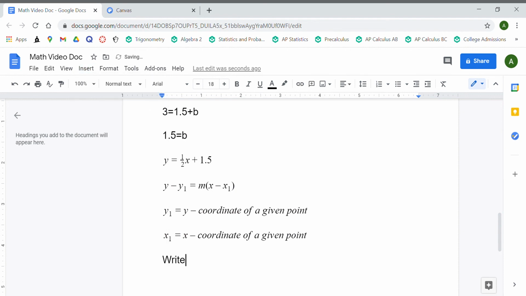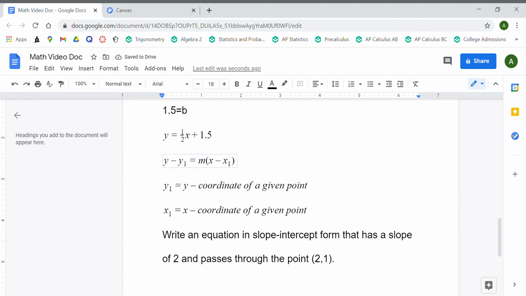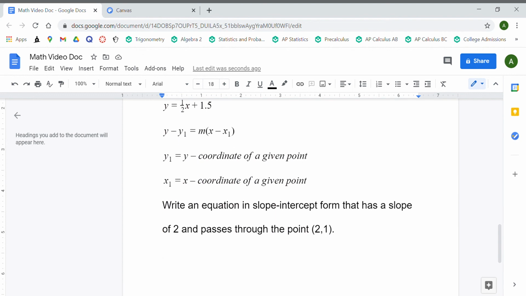Write an equation in slope-intercept form that has a slope of 2 and passes through the point (2, 1). Alright, so let's try to write this out. Remember, this is point slope form. y1 is the y coordinate of a given point, x1 is the x coordinate of a given point, and then we just have simple y and x, m equals the slope.